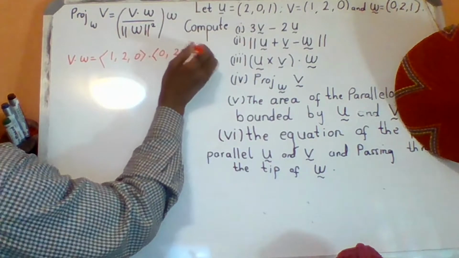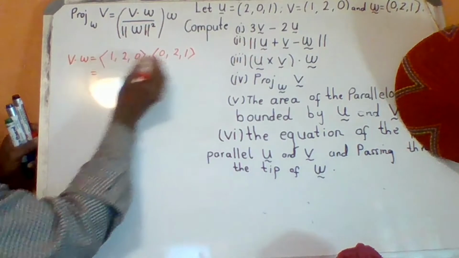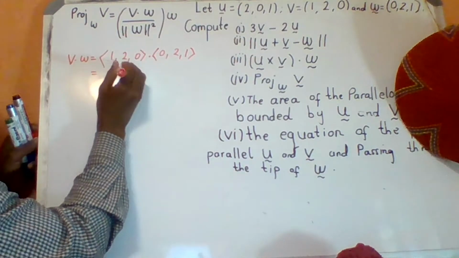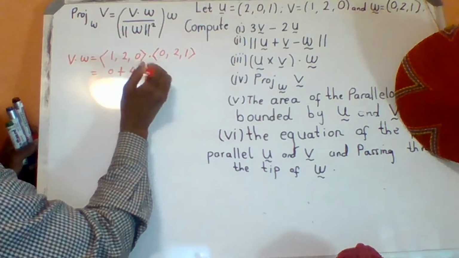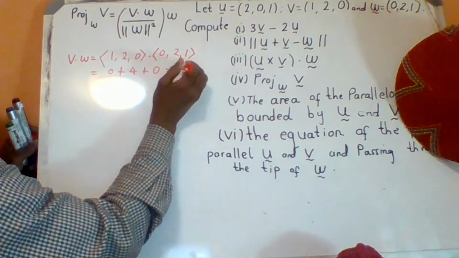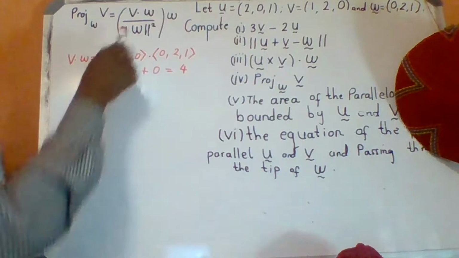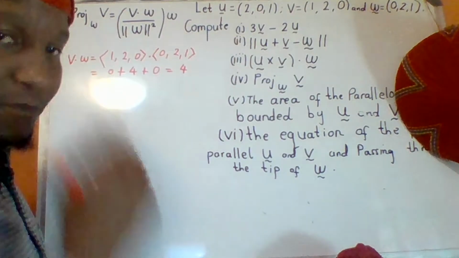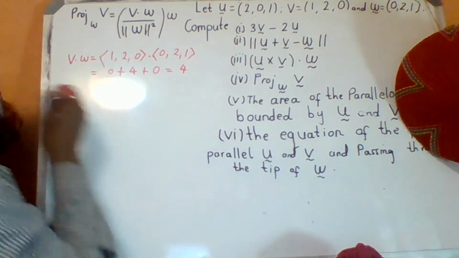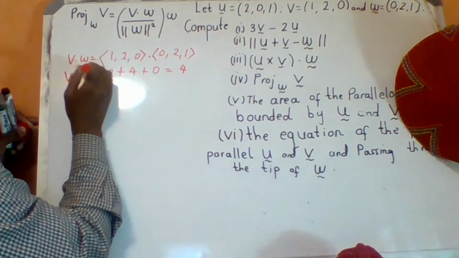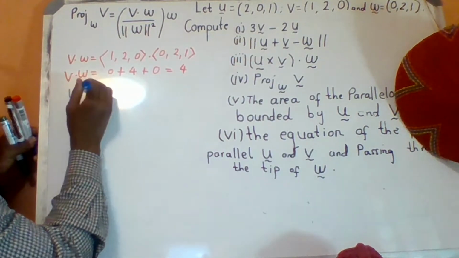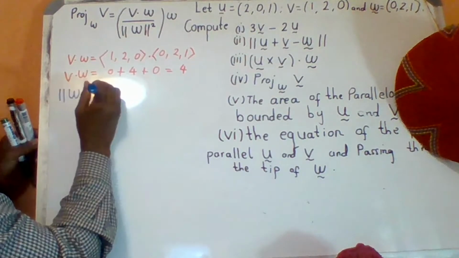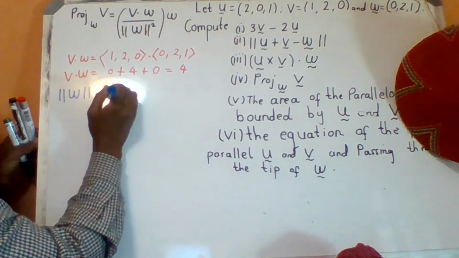So now we can start with V dot W. V dot W is easy. So what is our V? V equals 1, 2 and 0, and then we dot it with W. What is W? 0, 2 and 1. So let's dot them. 1 times 0 equals 0, plus, when you dot, you always add, 2 times 2 equals 4, plus 0 times 1 equals 0, so it equals 4. So here we got the answer.